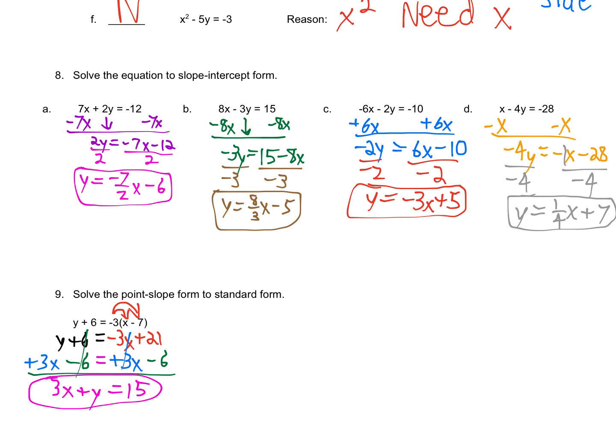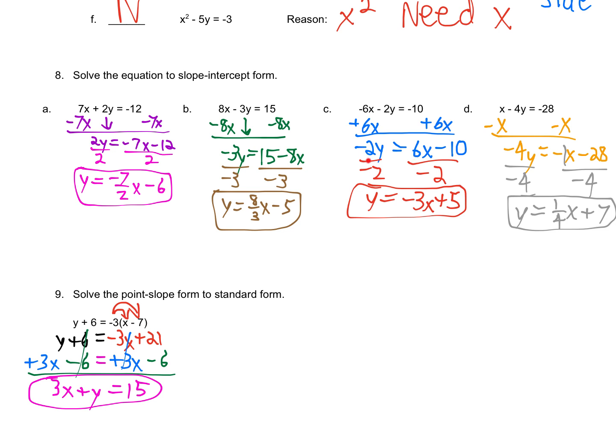For part C, we have -6x minus 2y equals -10. Again, add 6x to both sides. The negative 2y comes down. So negative 2y equals 6x minus 10. Do not put the x and the number together. They have to stay separate. In combining like terms, x's go with x's, numbers with numbers. In this case, they have to stay separate. So we have negative 2y equals 6x minus 10.